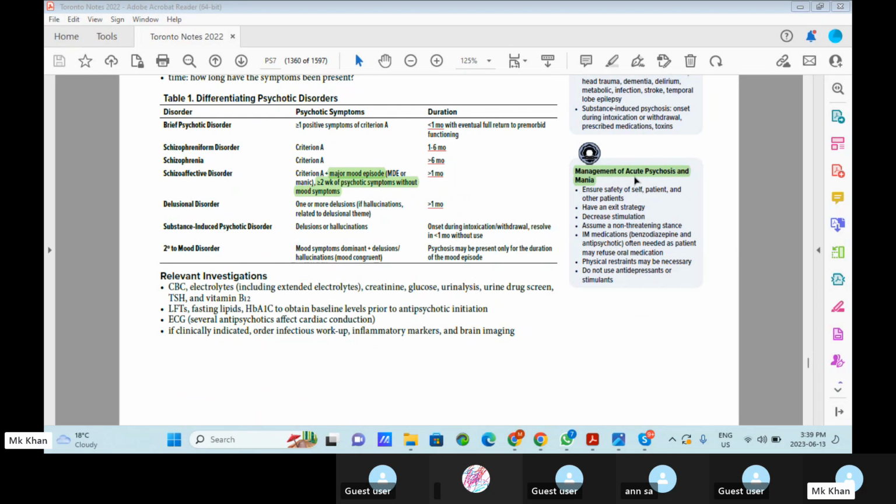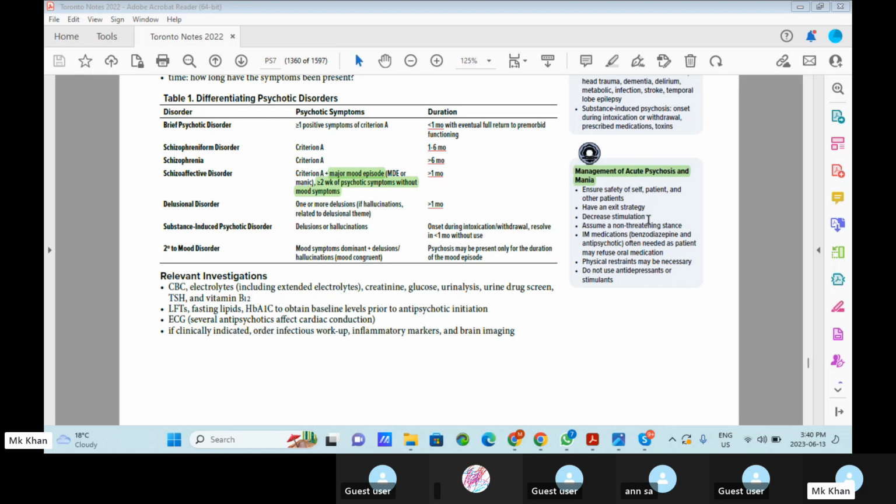So what is basic management of acute psychosis and mania? First thing is ensure safety of self, patient, and other patients. So this is the first thing if they ask in CDM or something. If the patient is acutely psychotic, the first thing we have to ensure is the safety of the patient and the others. And then there should be an exit strategy, that is also kind of safety plan.